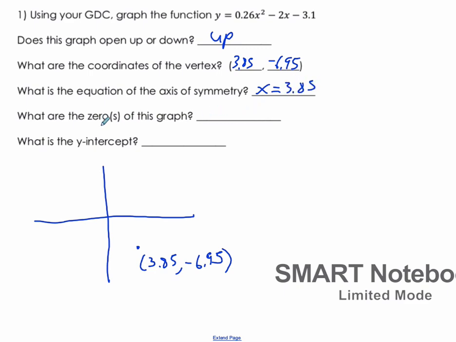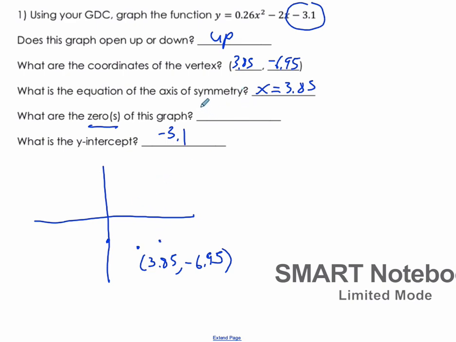What are the zeros of the graph? That's like the x-intercepts. We'll need to use our calculator for that. The y-intercept, though, you can get straight from the equation because it's in standard form. So the y-intercept is negative 3.1. Okay, so that's about there somewhere. There should be another point over here, I guess, because it's symmetric.